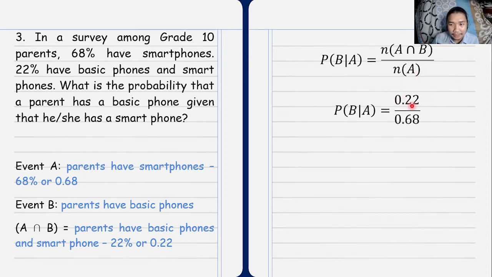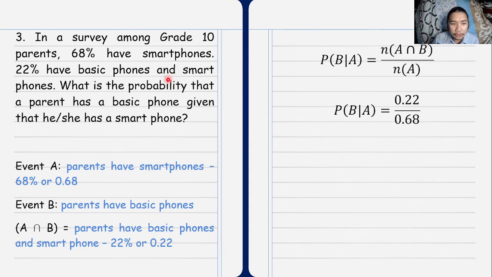So tukuyin natin or substitute natin yung number of A intersection B. Ilan nga ba? So sa 20%, pag kinonvert natin siya in decimal, we will have 0.22 over 0.68, or yung 68% na parents na may smartphone. So maliwanag po sa pagtukoy ng event A and event B.